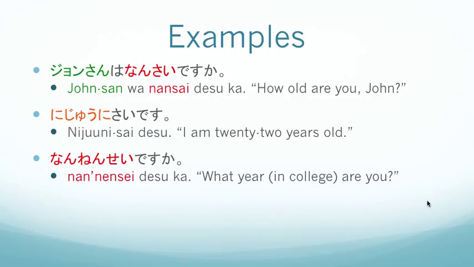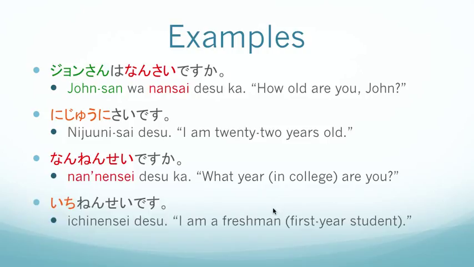Maybe the person's gonna reply and say he's a freshman. So remember, in Japanese, number one is ichi. So if you want to say you're a first year student or a freshman, you would say 1年生です. Ichi, 年生, year student です. So first year student です. Or I am a freshman. Alright? Did you get it all?